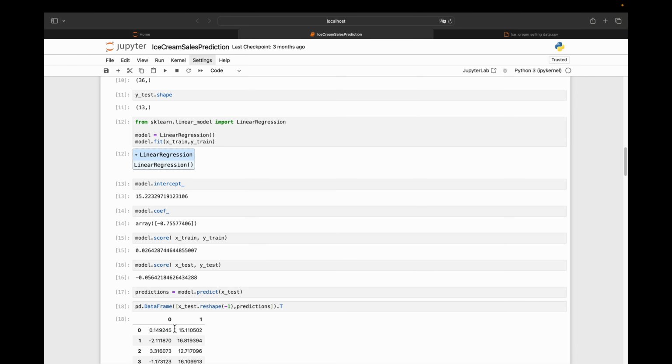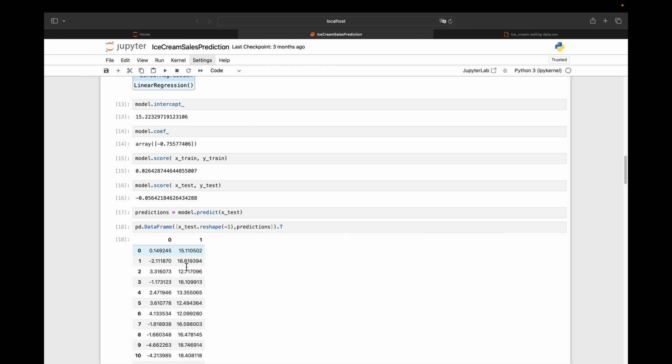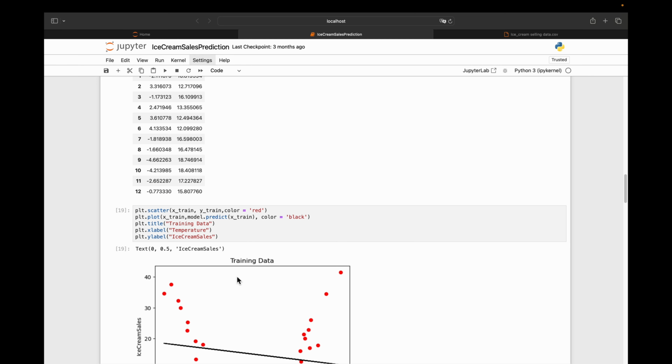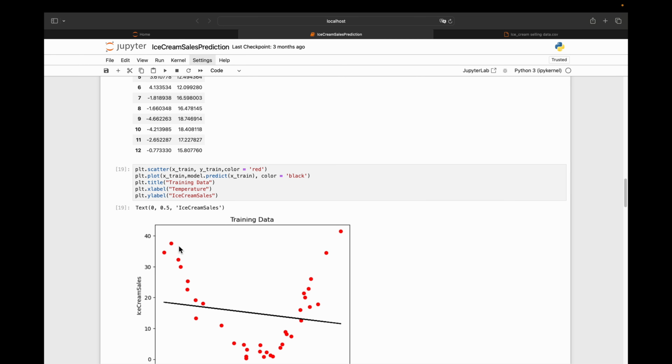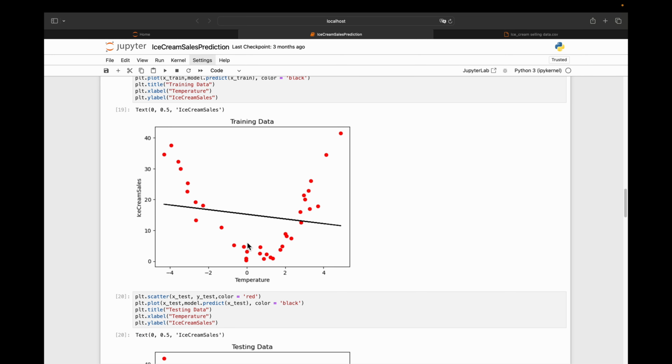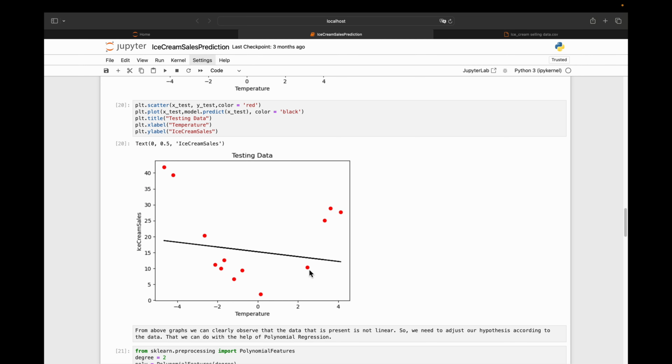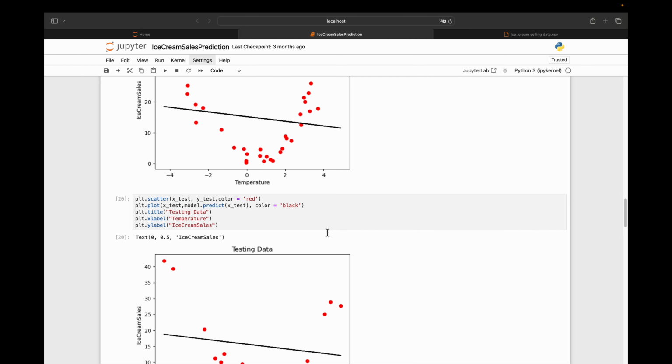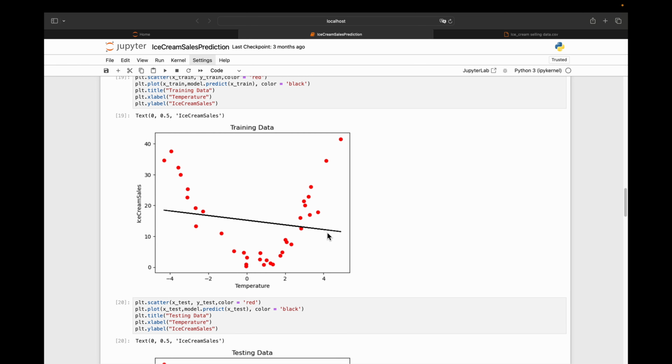Let's see how it is predicting. For these inputs, these are the prediction values, and let's see visually. Here, these are all my training data points. For these training data points, I'm trying to fit a straight line like this. If we were able to fit a U-shaped curve, then it would be better, right? Instead of this straight line. As we are trying to fit only a straight line, the score that we are getting is very low. Similarly, testing data is also similar to that. Here also we are trying to find out ice cream sales with the help of the same line, so we are not able to get a proper score for that.